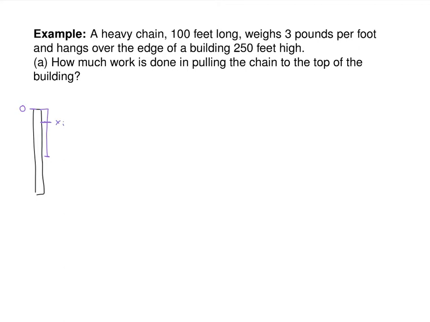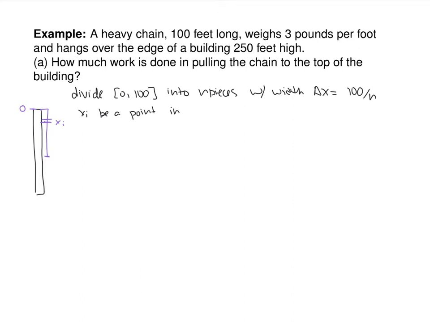And the thing is that each piece moves up a different distance. So like many other things, we're going to break it up. We're going to try to figure out how much work it takes to move a little chunk. So step 1 is to divide the interval into n pieces. So divide 0 to 100 into n pieces with width delta x equals 100 over n. And we're going to let x sub i be a point in the ith subinterval. It's like x sub 1 would be in the first interval, etc.